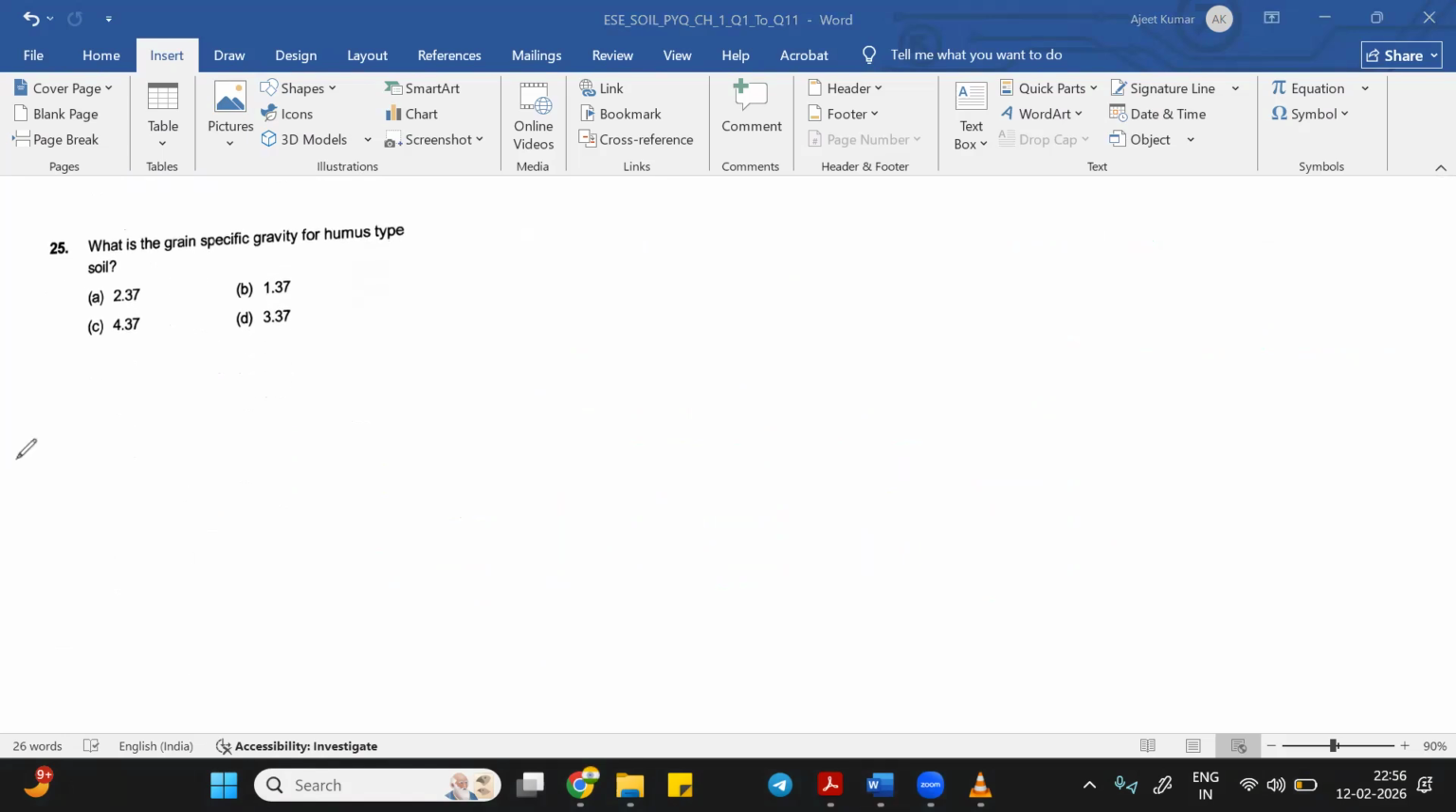Question number 25. What is the grain specific gravity for humus type soil? Humus type soil generally has a specific gravity less than 2, and the specific gravity less than 2 is only option number B. So answer will be B.